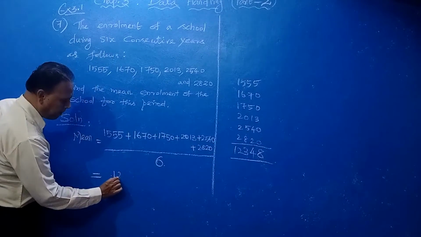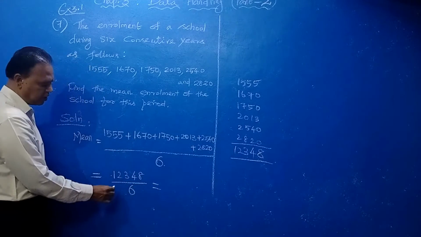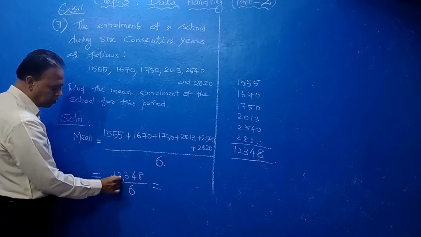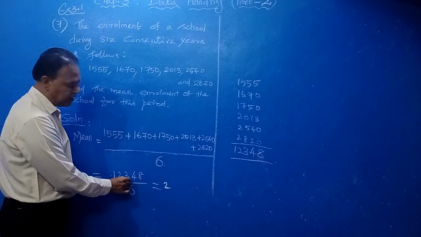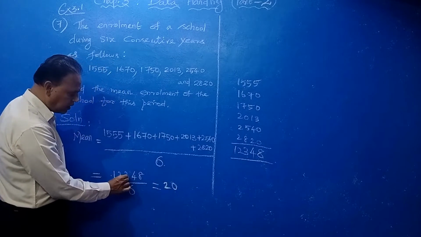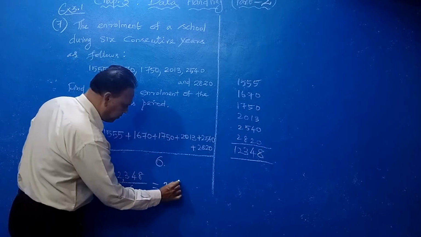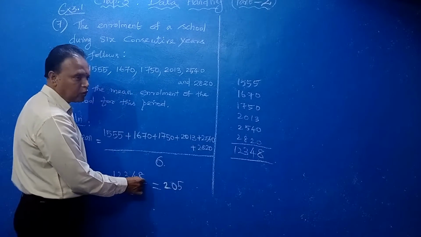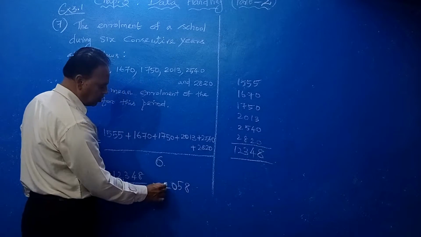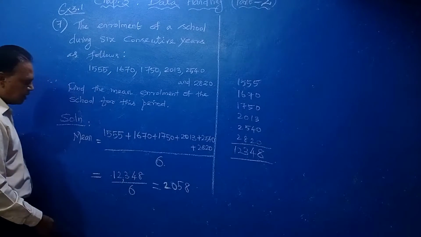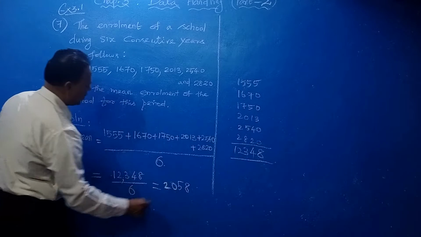That is 12,348 by 6. Now dividing by the 6 table, first 12, 12 will go how many times? 2 times. Then 3 you cannot divide, so you put 0. Then 34 is there. 34 means how many times will 6 go? 5 times, 5 sixes are 30. Remainder 4. 48. How many times will it go? 8 times, 8 sixes are 48. Correctly it will go. 2058 is the mean. Therefore, the mean enrollment of the school for this period is 2058.